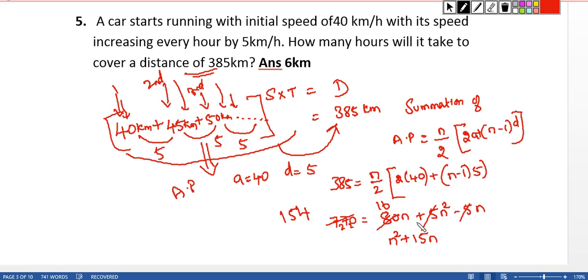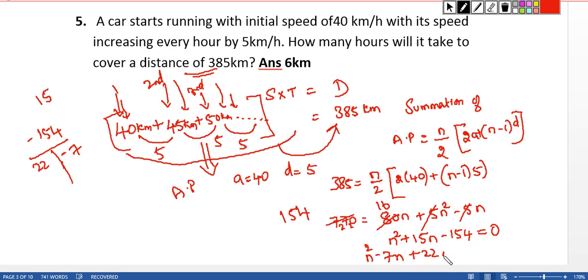And if I were to bring this 154 to the other side, this is minus 154, which is equal to 0. So this is our equation, and in order to find the factors, if we multiply, we should get 154, and if we add those factors, it should be 15. So that would be 22 and 7, right? And this guy is going to be a negative. So this is n square minus 7n plus 22n minus 154, and I'm going to solve the rest here.